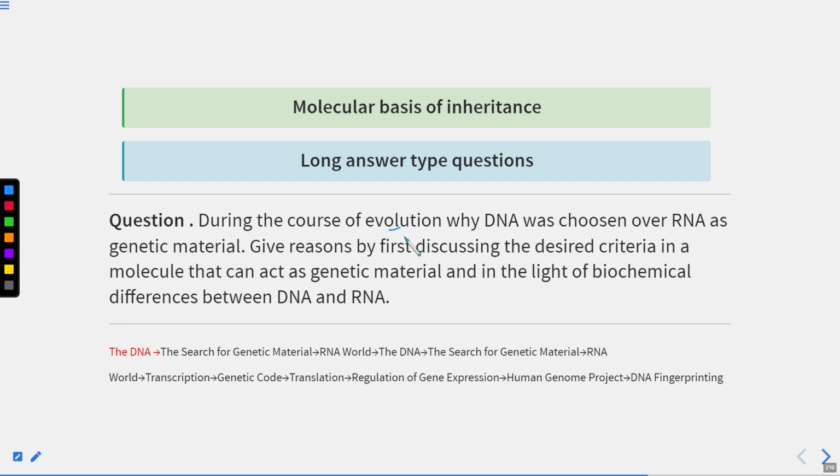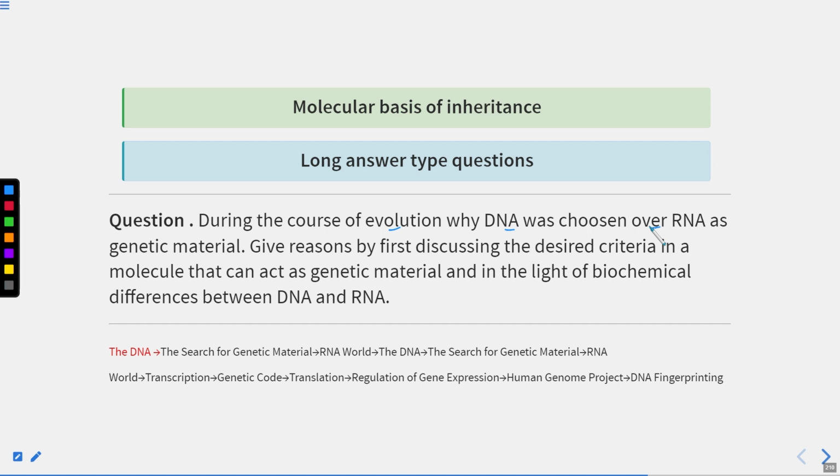Now, next question: during the course of evolution, why was DNA chosen over RNA? Initially RNA was the genetic material, but later on, as you can see, DNA is the genetic material. RNA initially played a lot of roles. It acts as a catalyst, it has enzymatic activity, it has some role in metabolism, some roles in chromosomal structure, and it also had a role in splicing. So that's why RNA was the genetic material.